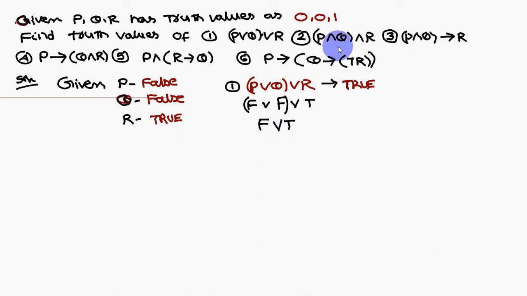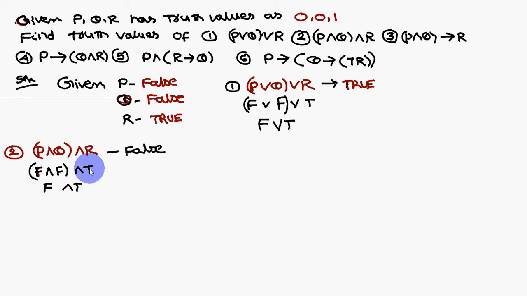Next, P and Q and R. P stands for false, Q stands for false. What does the AND symbol say? Both should be true, then it is true. Here both are false, therefore it is false. So false and true. It says again both should be true. Here one is false, therefore the answer is false.